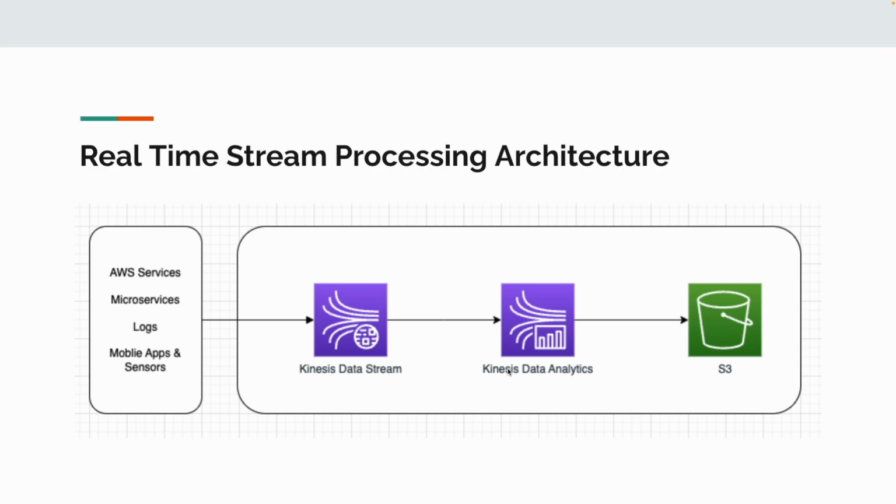Next is the Kinesis Analytics application that processes the events from the data stream and writes the results to an S3 bucket. Kinesis Analytics is a fully managed service that allows you to process and analyze streaming data in real time using SQL queries or Apache Flink applications. Today, I'm going to show you how to build a Kinesis Analytics application in Java using Apache Flink.